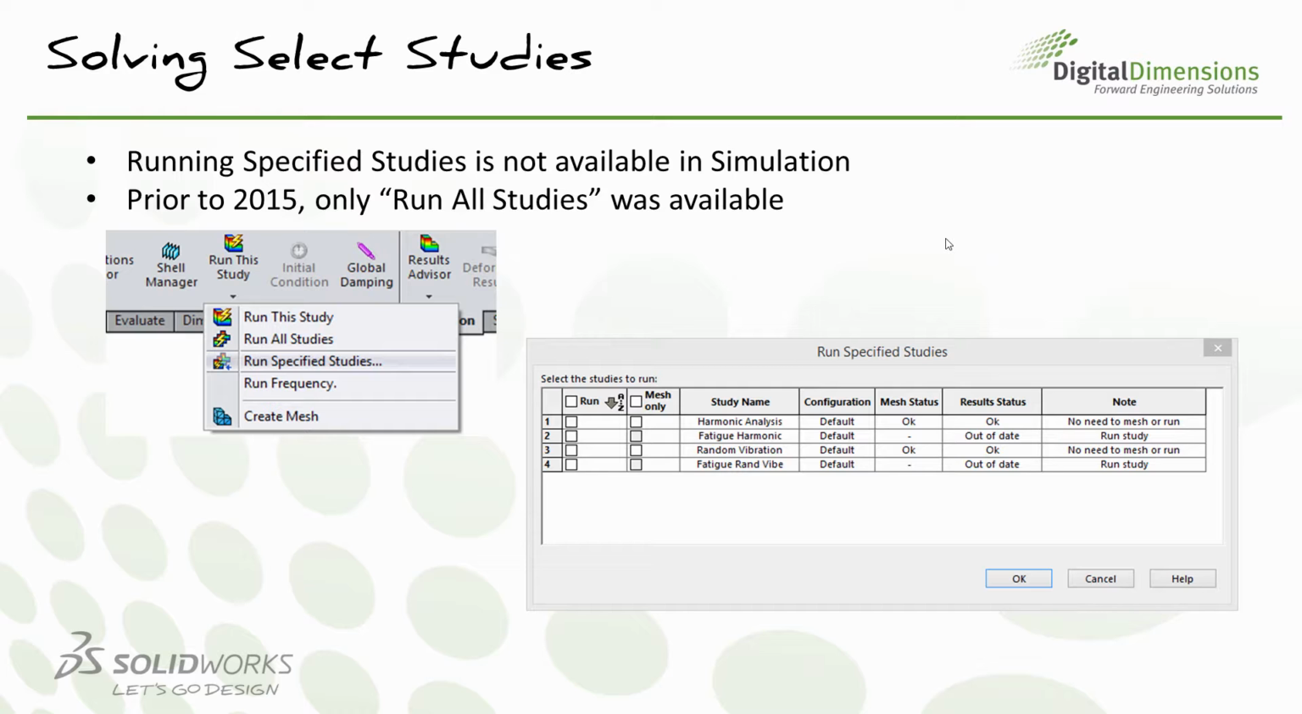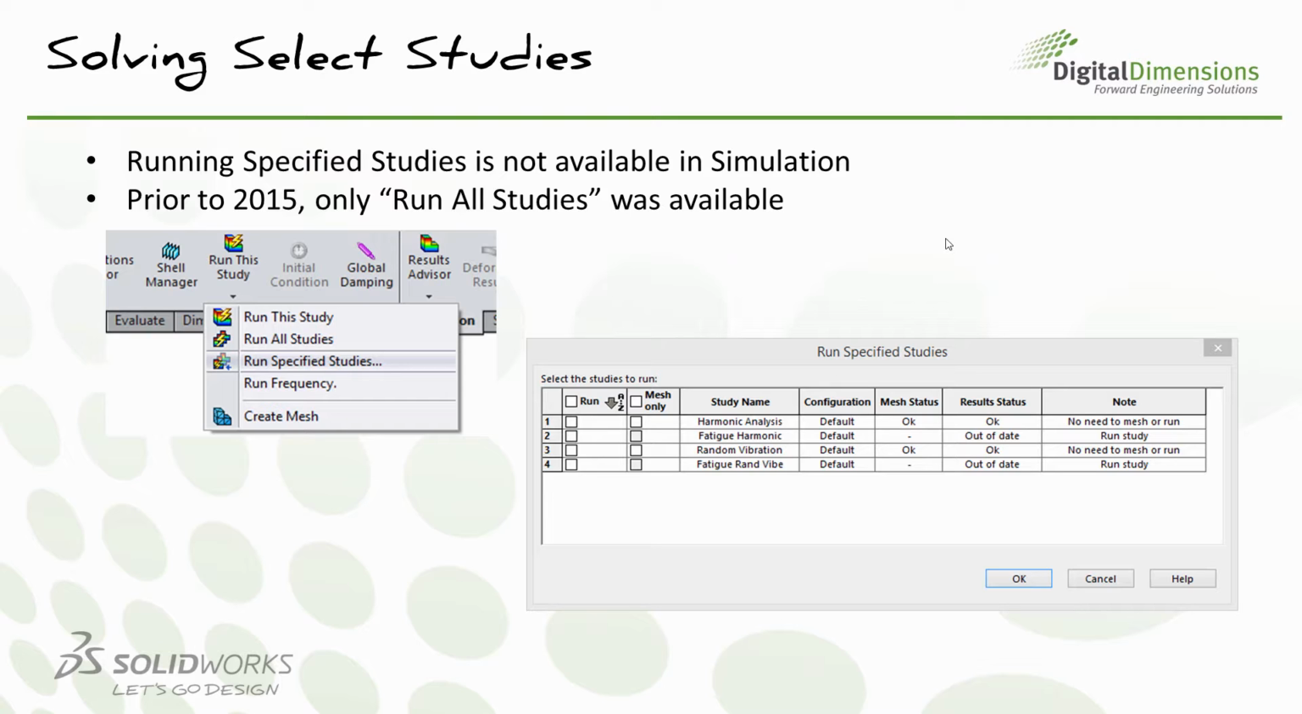Now in the Run Specified Studies box, you can again checkbox the columns you'd like to run or mesh only. Also, you can see the configuration, name, and conveniently the mesh status. And you have that really convenient notes section towards the end.